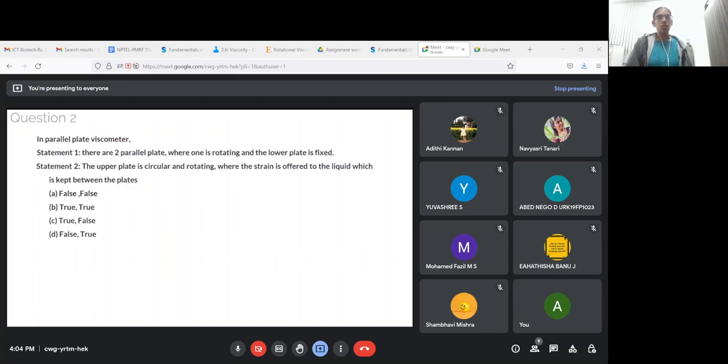Question 2. In parallel plate viscometer, there are two parallel plates where one is rotating and the lower plate is fixed, or the upper plate is circular and rotating where the strain is offered to the liquid which is kept between the plates. So are these statements true or false?